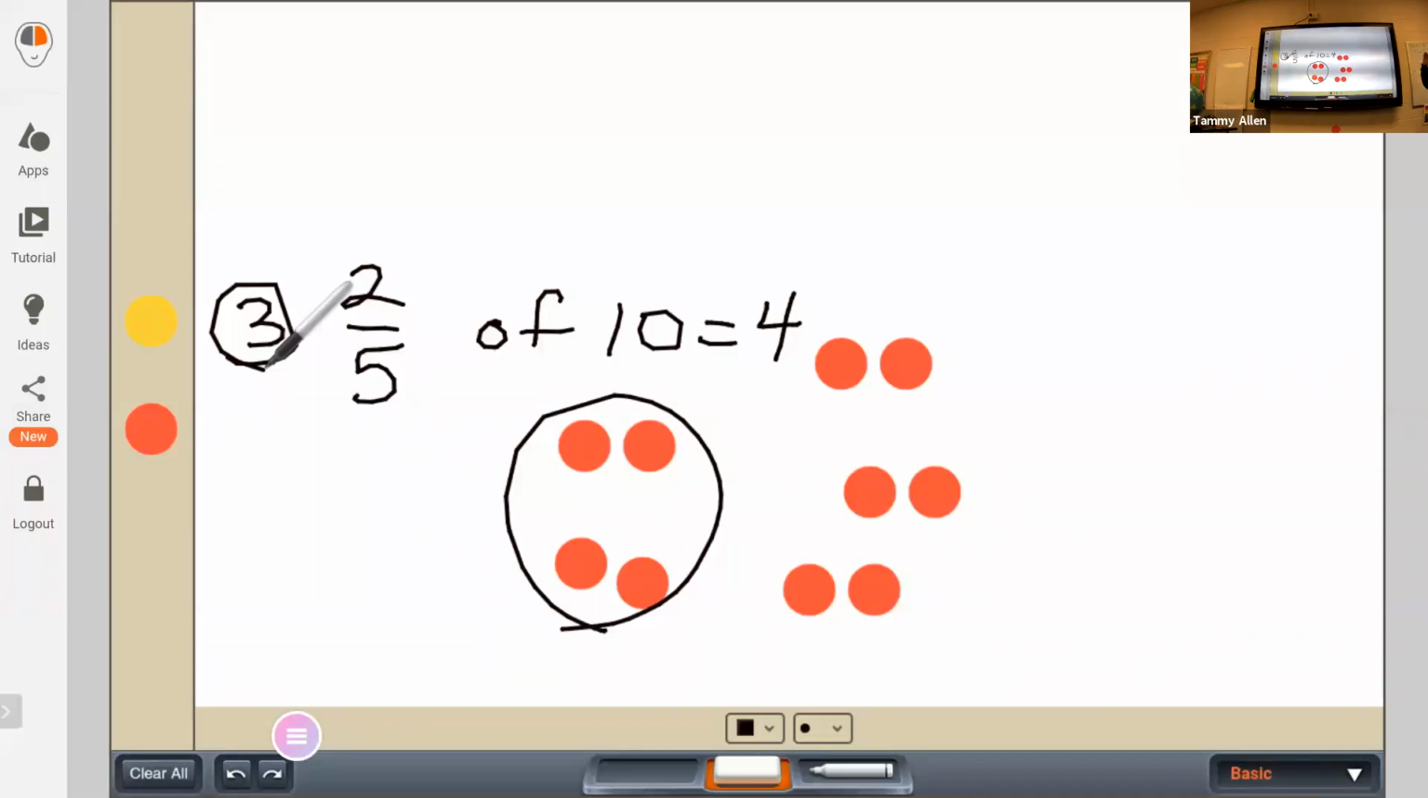This is a picture showing me 2/5 of 10. And then you're going to do a screenshot of that, and you're going to paste it on the document for your assignment. Is that what you're confused on? My wording on that? Okay. All right.